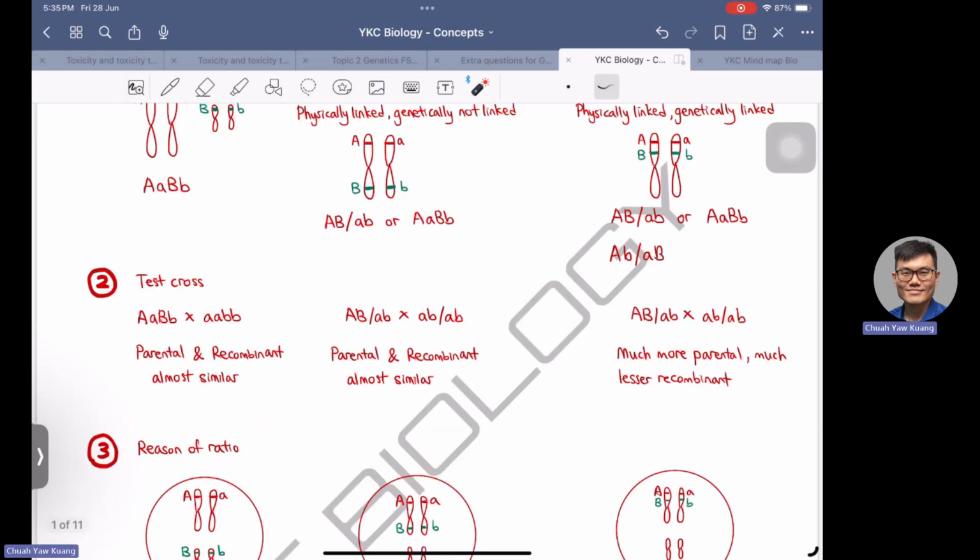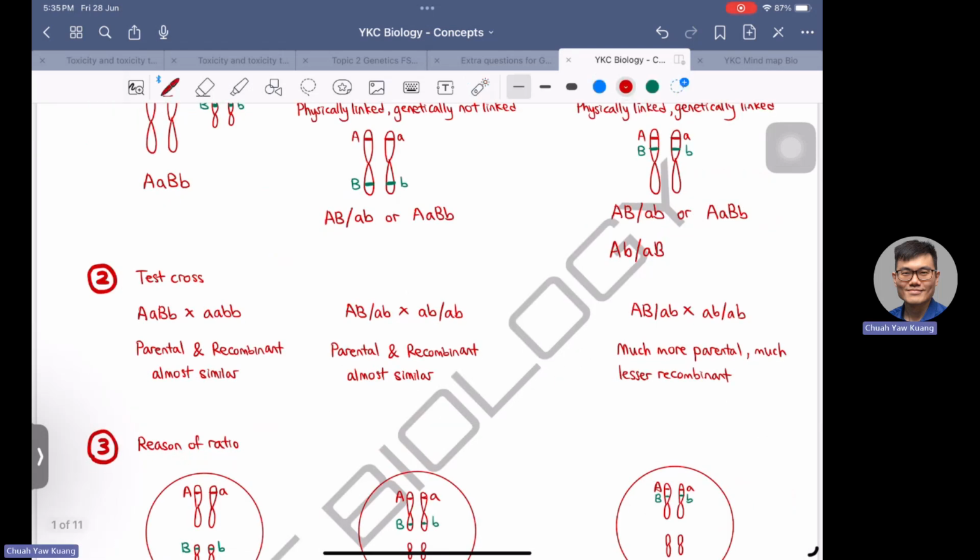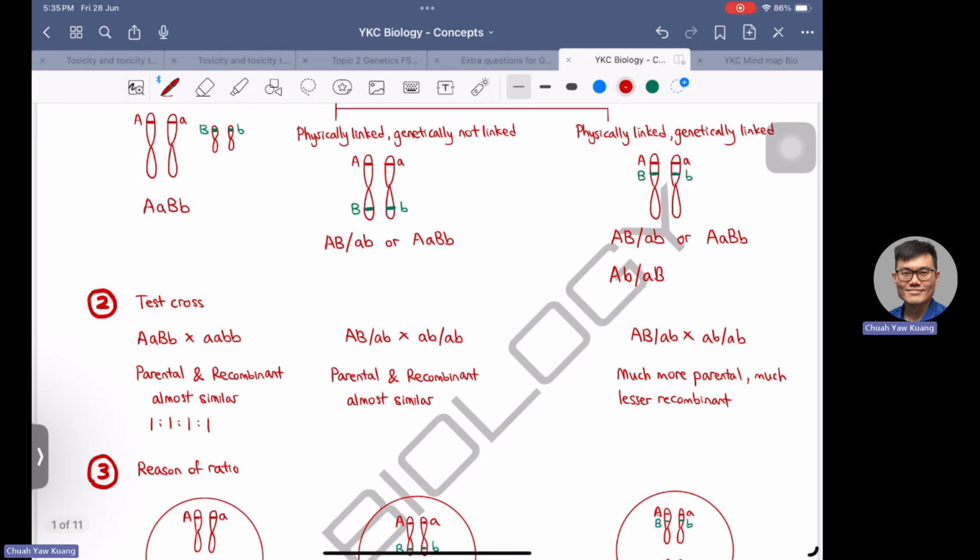So in other words, when you see the ratio of parental and recombinant in the test cross, because the number of offspring is almost the same, they will give you a ratio around 1 to 1 to 1 to 1. Same thing goes for the genetically unlinked one, and the same thing goes for this type, linked genes that are too far apart. They will also give you almost the same ratio, 1 to 1 to 1 to 1.